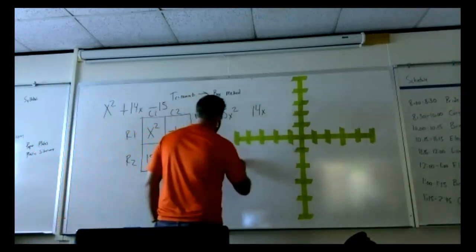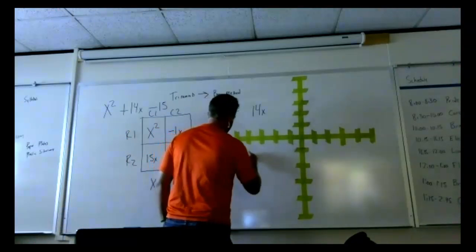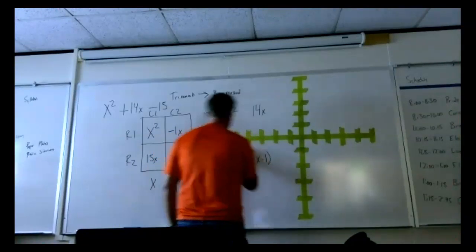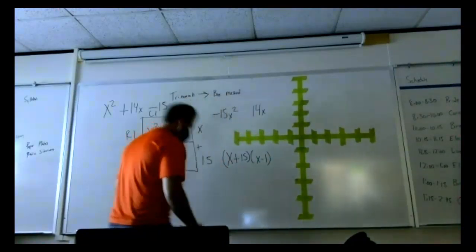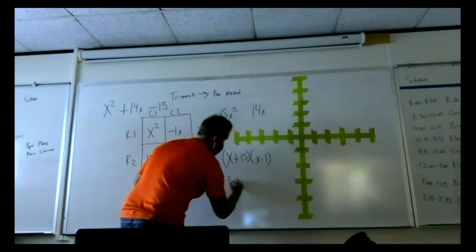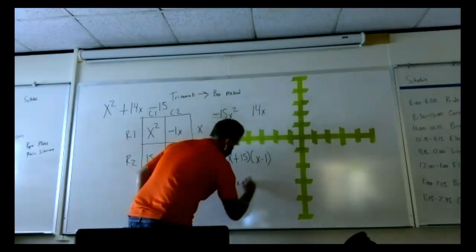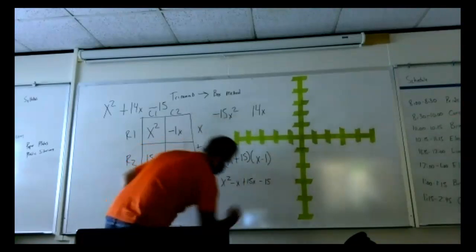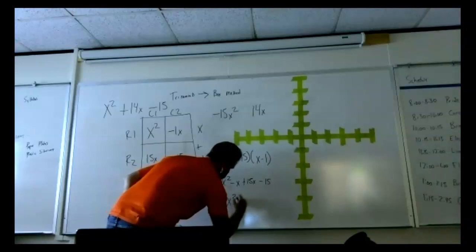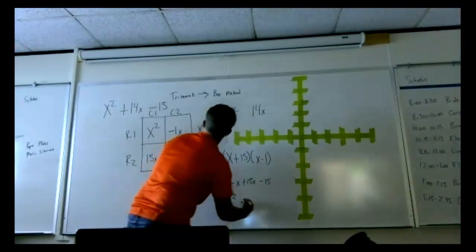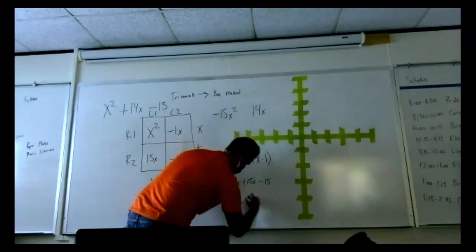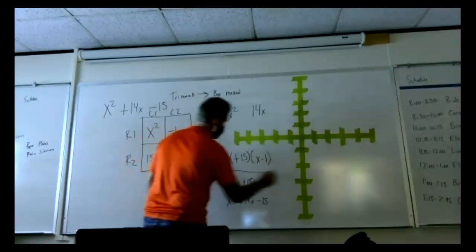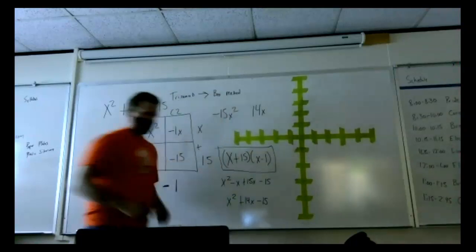So I'm pretty confident that these are my binomials. And then I will check them with FOIL just to make sure. So I have x squared minus x plus 15x minus 15. Combine my like terms. And I do end up with x squared plus 14x minus 15. So my answer would be x plus 15, x minus 1.